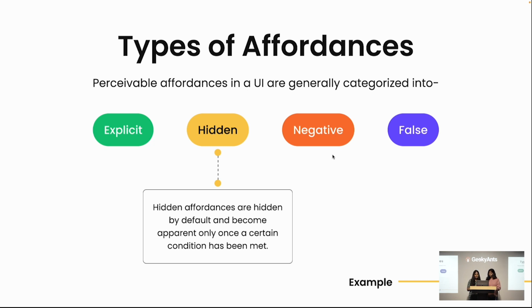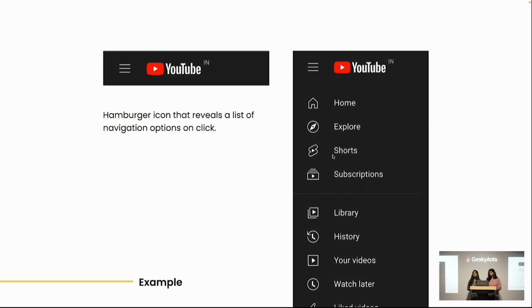Then we have hidden affordance. These are hidden by default and become apparent only when a certain condition has been met. Any idea? I'm talking about a hamburger menu. We can see it in YouTube that once we click on that hamburger menu, only then does it reveal a set of options. But we all know that. We never wonder where the home is. We know that the hamburger menu will lead us to a different set of options. So this is a hidden affordance.